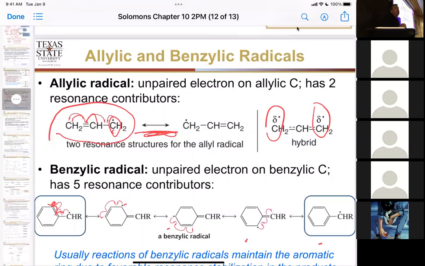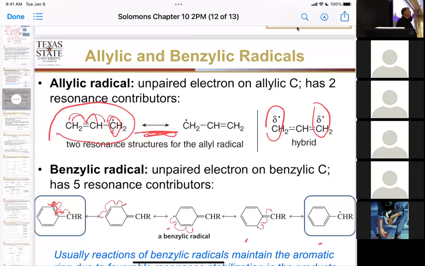So chapter 10 was all about radicals, okay? Radicals only do two things. What are they? Abstracting a hydrogen to create a radical, or adding to a double bond, creating a radical on the second carbon. Those are the only two things it does. Okay, and then there's a radical annihilation, but that's one of those steps.